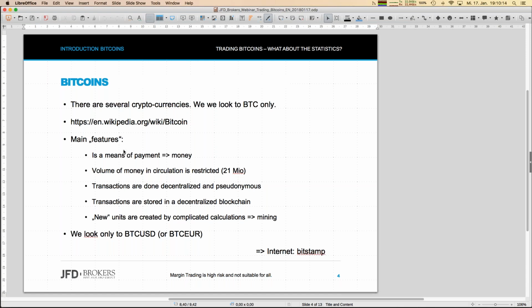And regarding all the ongoing discussion about Bitcoins, is there a big hype and is there a big bubble or something like that? I don't care. Currently, it's a payment. It's a means of payment. It's money, and we can trade it. And that's what's important for me.